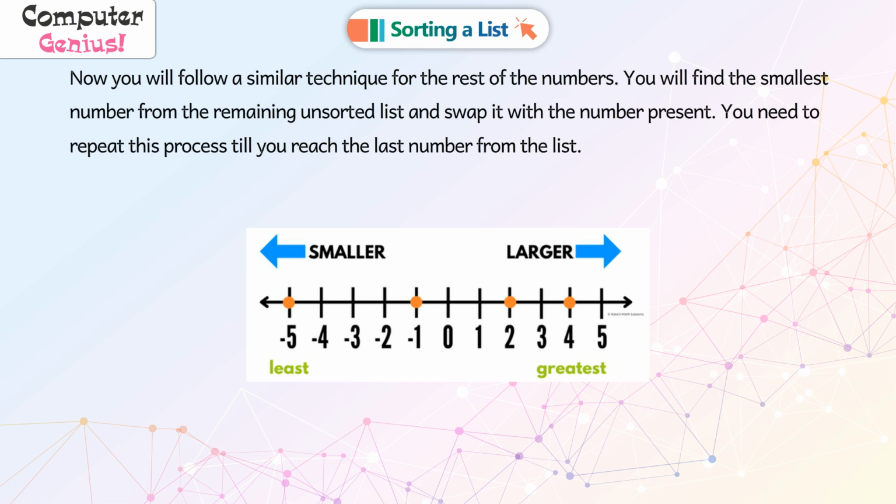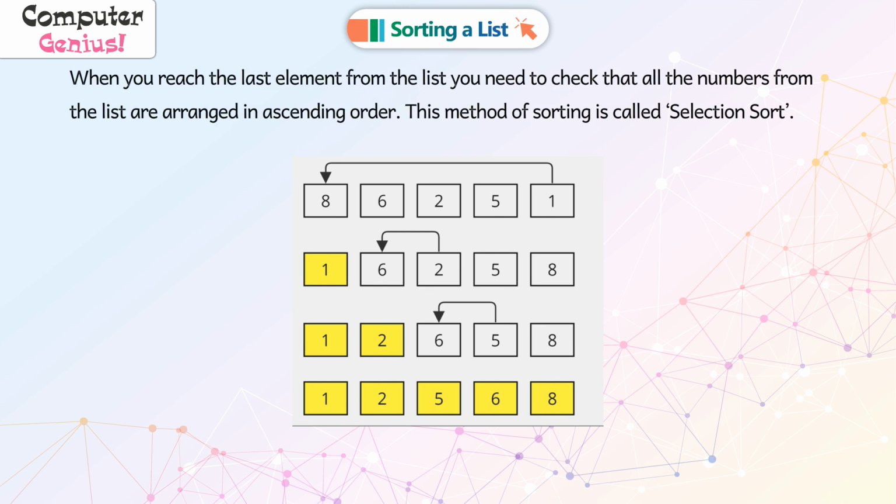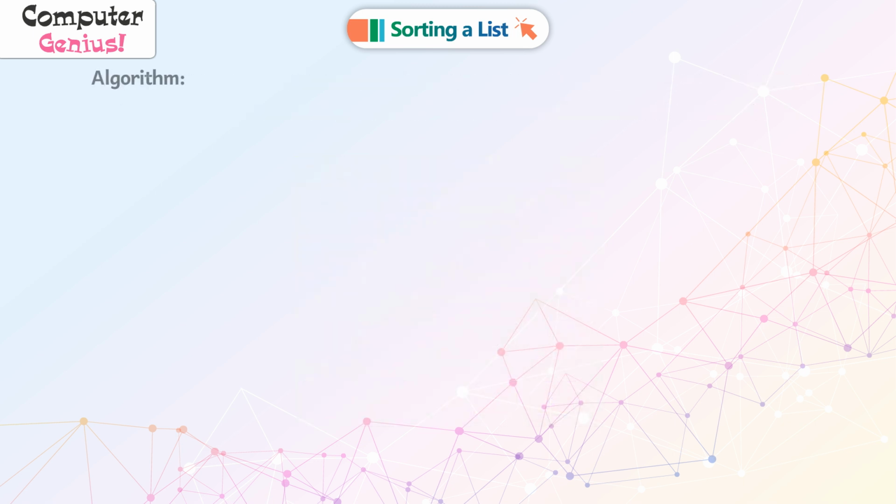Now, you will follow a similar technique for the rest of the numbers. You will find the smallest number from the remaining unsorted list and swap it with the number present. You need to repeat this process till you reach the last number from the list. When you reach the last element from the list, you need to check that all the numbers from the list are arranged in ascending order. This method of sorting is called selection sort.